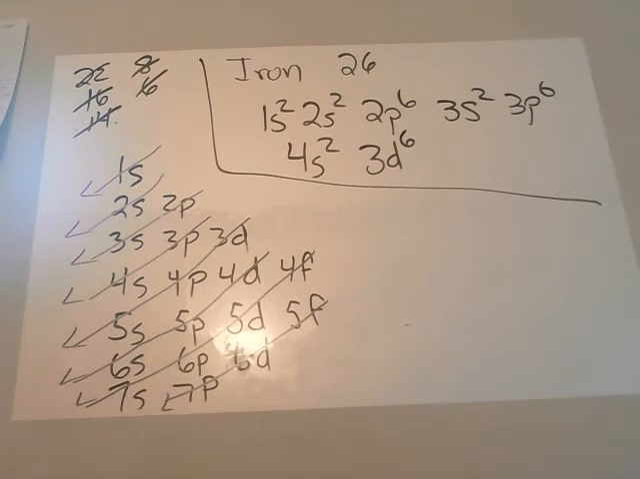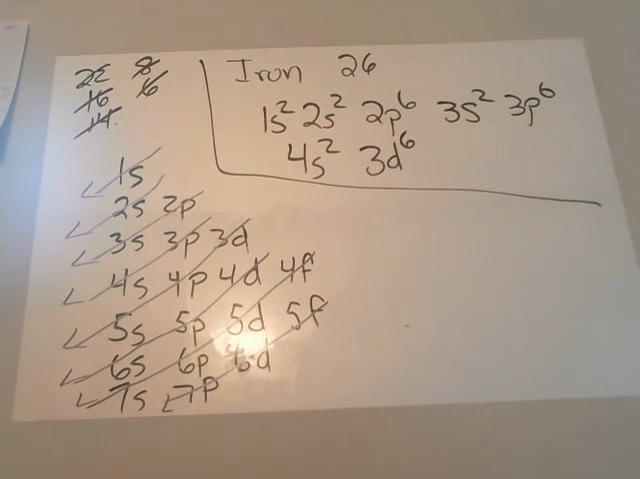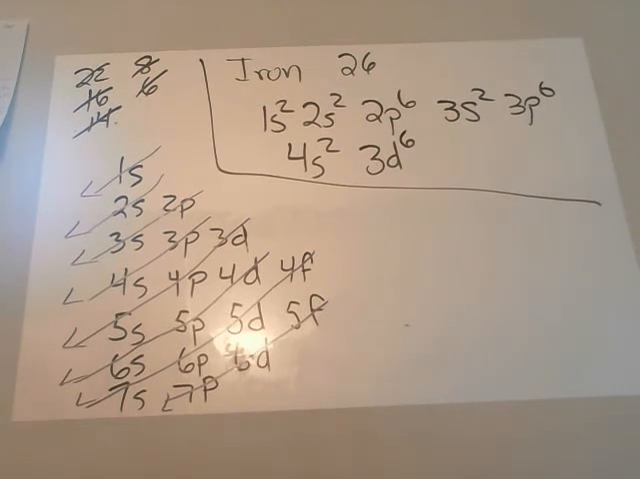You can use this for any element on the periodic table and it'll work, or you can use the other method of looking at your periodic table and counting across until you get to the orbital that you're in. So that's how electron configuration works. The next thing we got to look at are orbital diagrams.